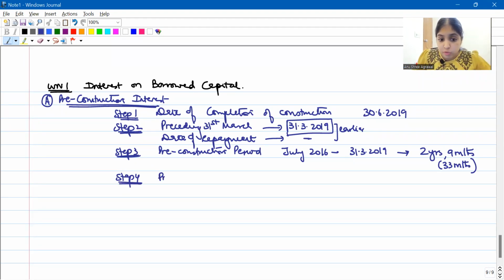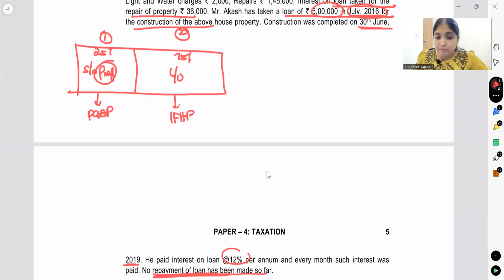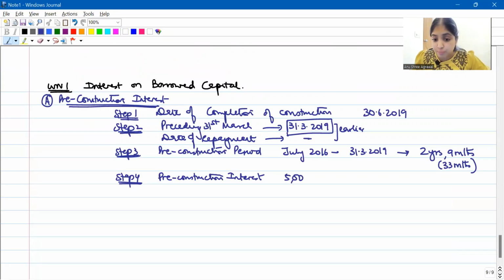Then comes step 4. Step 4 will be the most important step here, the pre-construction interest. That is, in this period, how much interest have we paid? The loan was 5 lakh rupees. The loan carried 12% interest. So 5 lakh rupees loan into 12% interest for how long? We're calculating for 33 months. So 33 by 12. How much will this work out to? 5 lakhs into 12% into 33 by 12, this will work out to 1,65,000.